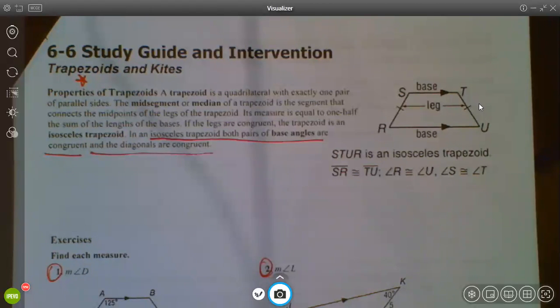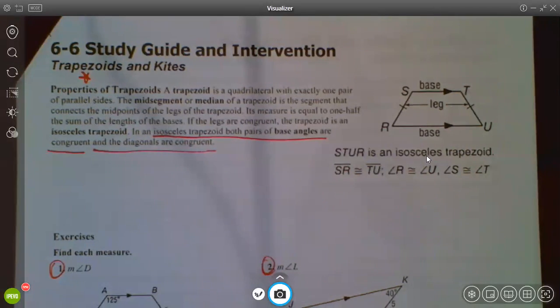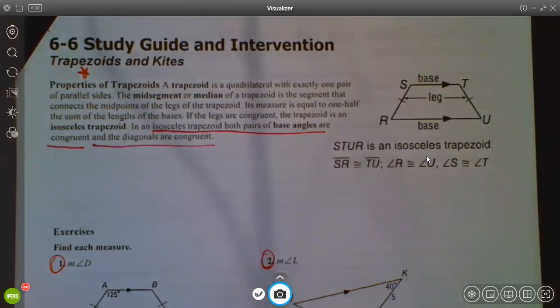The other two sides are called the legs, and sometimes those legs are equal. Not always, but they can be. If those two legs are equal, then we have ourselves an isosceles trapezoid. But that's only if the two legs are equal. Then it's isosceles.